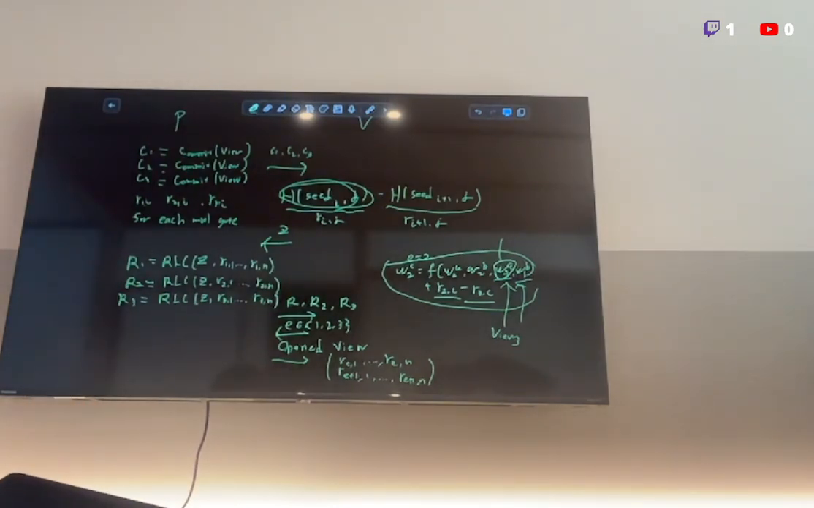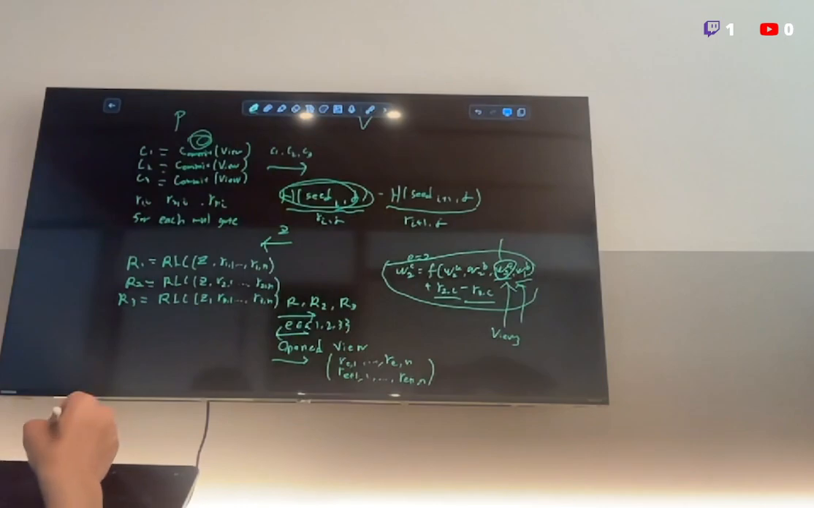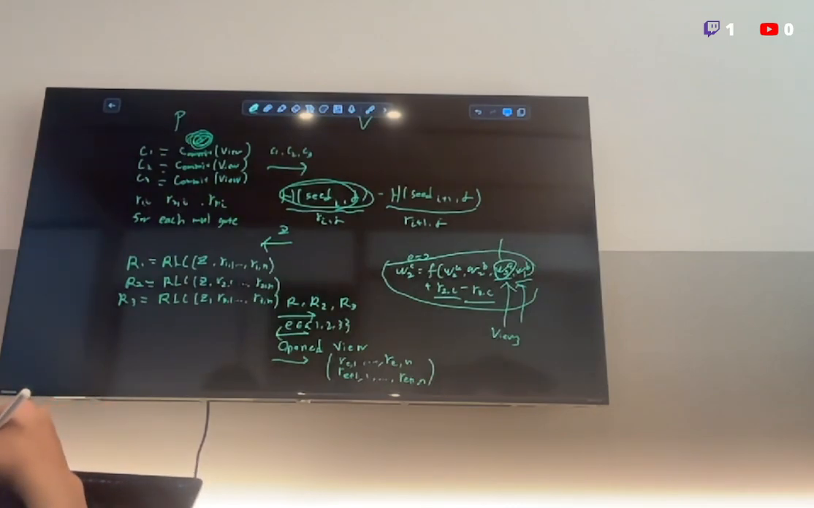But that's okay because RLC is much cheaper than SHA-256 anyways. So yeah, this is okay, but we still need a hash for this part. And we cannot use RLC here because there's no randomness.